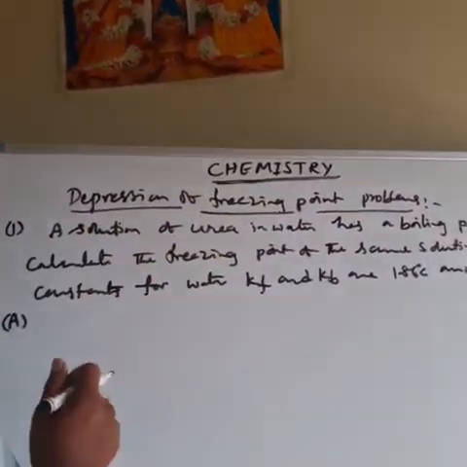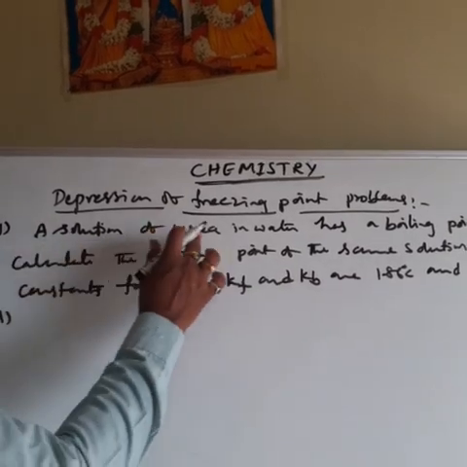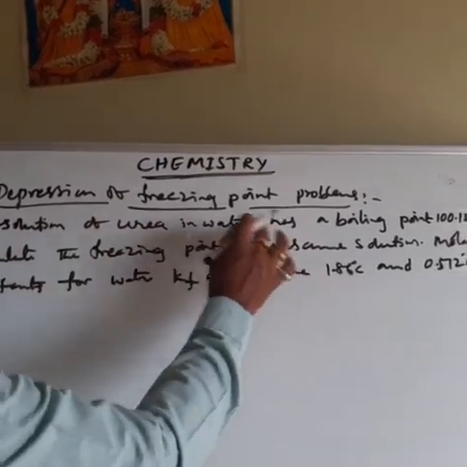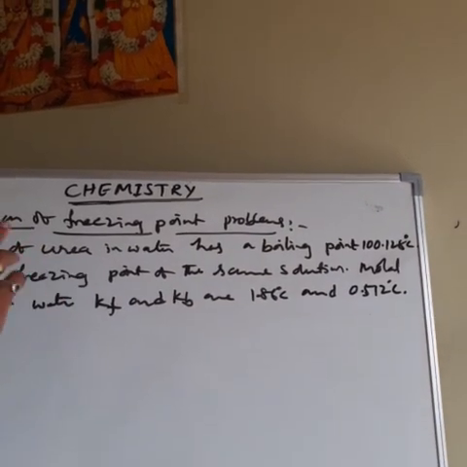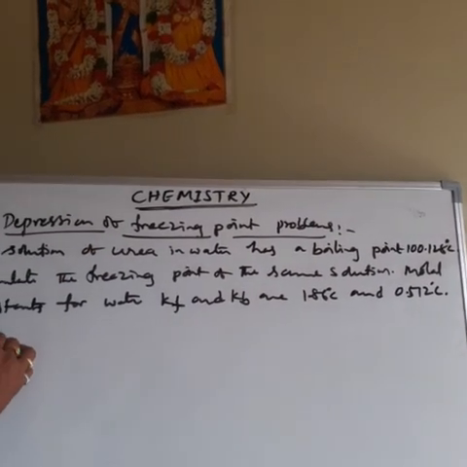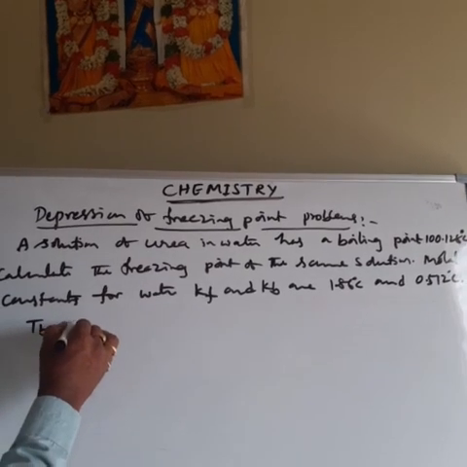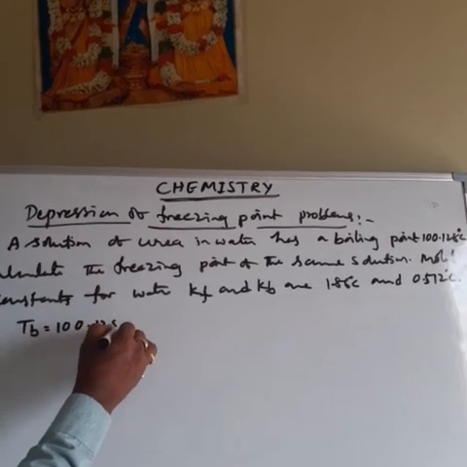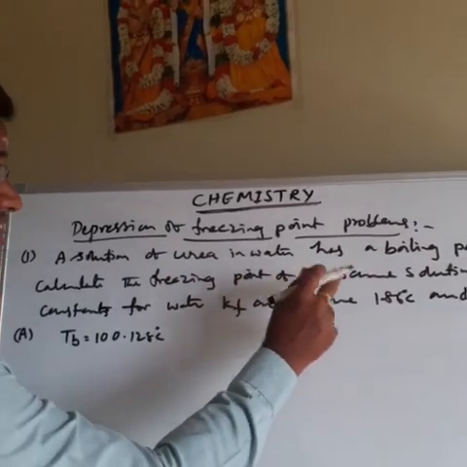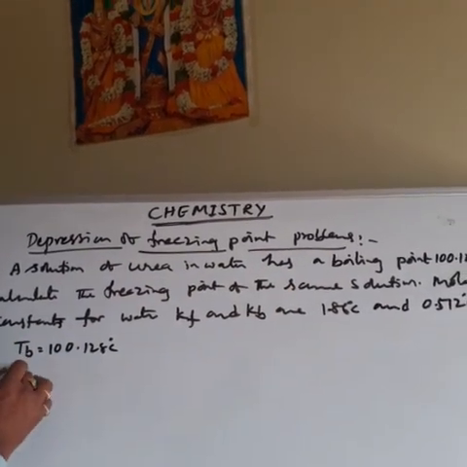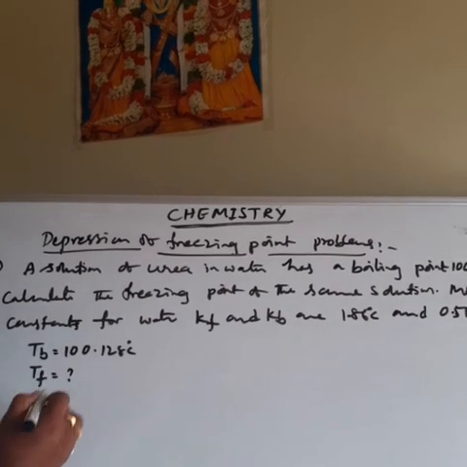Let's see the first problem. This is a depression of freezing point related problem. A solution of urea in water has a boiling point. The boiling point of the solution, that is TB. What do they give for TB? 100.128 Celsius degrees. Calculate the freezing point of the same solution. The freezing point TF value we have to find out.